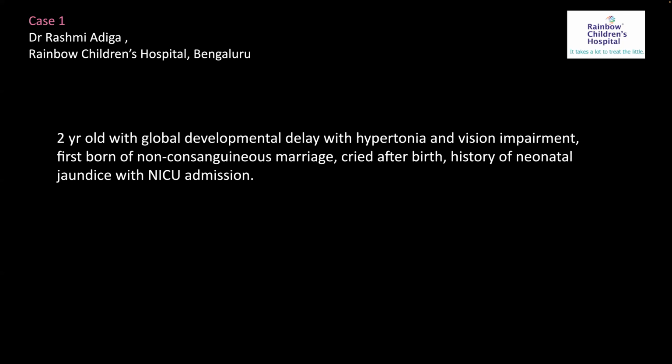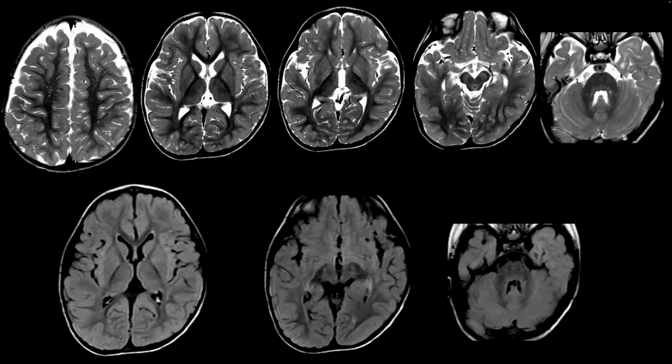Because in some cases we have seen that the jaundice was not very high, at least as documented, and then you have all the features of kernicterus in the child. So it rarely happens. But if there is a doubtful thing in the history, you should consider it. It's the first child in the family. Yes, it's a first child of non-consanguineous marriage.